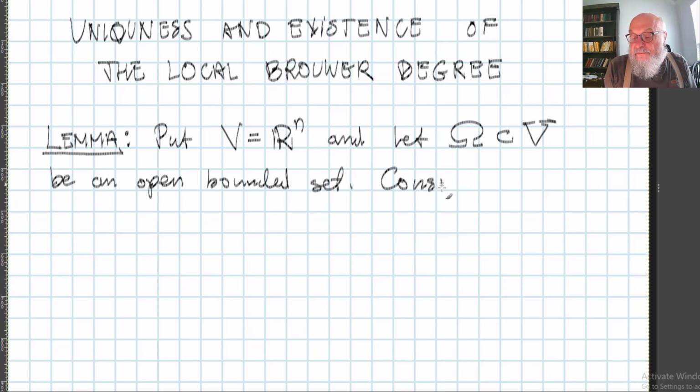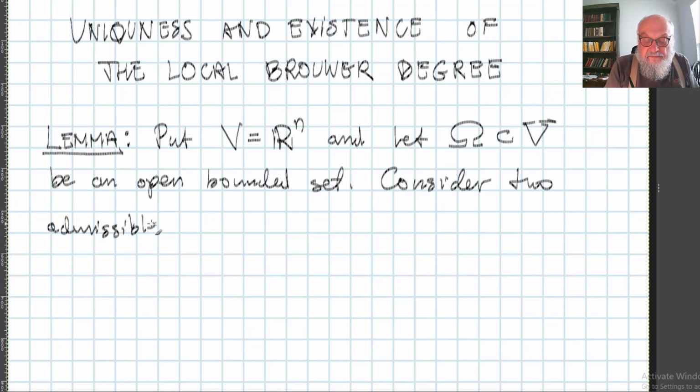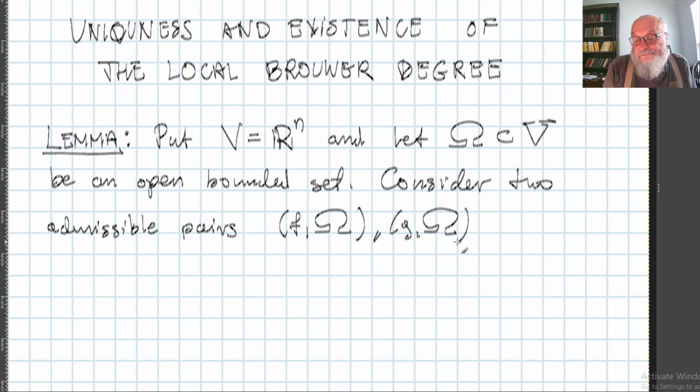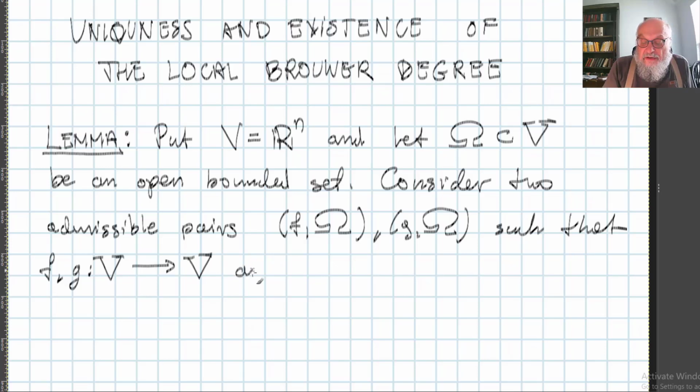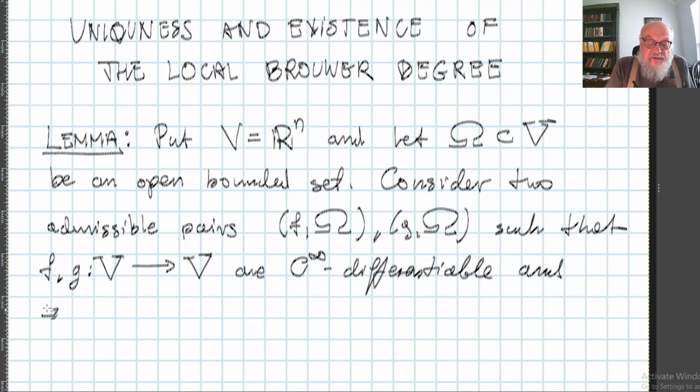So consider two admissible pairs, F omega and G omega, so two halves, such that F and G, both defined on V to V, are C infinity differentiable and omega admissibly homotopic.